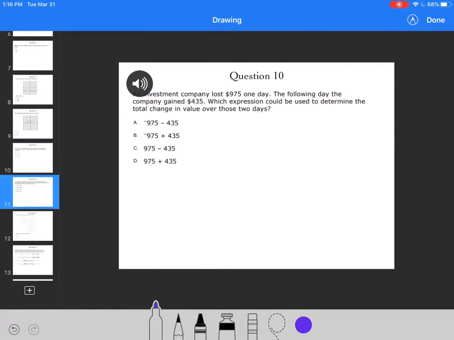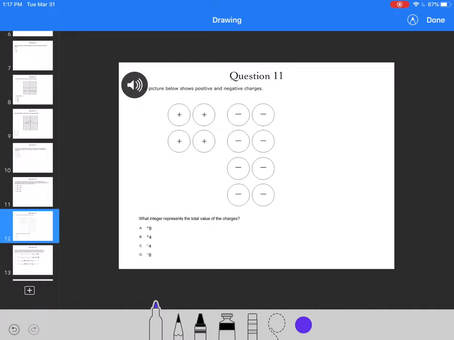Question 10. An investment company lost $975. So that would be a -975. The following day, the company gained. Gained would be a positive number, 435. So I'm going to look and see which are my options. They want to know what could be used to find the total change over these 2 days. Well, I want to know the total change. So it would be B.